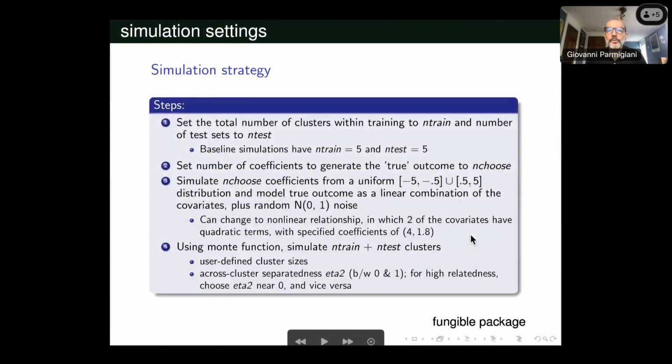So I'm going to show you the results of a quick simulation where we have 5 studies for training and 5 studies for testing. The generative model is roughly linear. The coefficients for the variables are either 0, or they live in these intervals that are bounded away from 0. You go from -5 to -0.5 or 0.5 to 5. Random noise and some variations with non-linear combinations of the covariates as well.